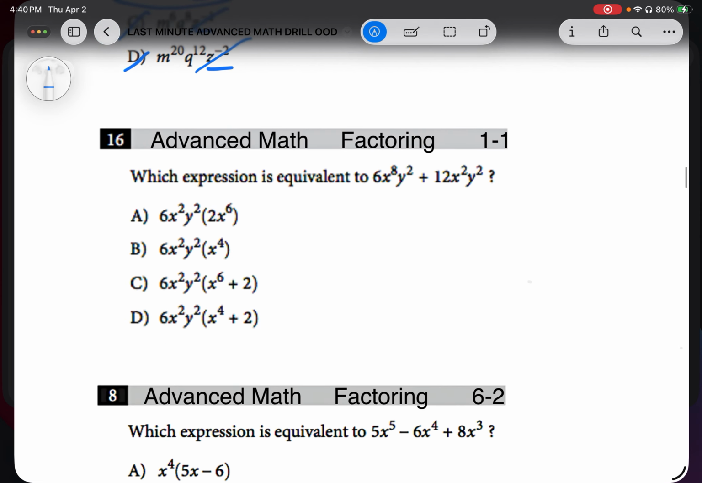Question number 16, we take a look at this guy. Pretty much the same thing. Oh, they like asking this in advanced math? Yes, they do. This is a medium level question. Well, it's in between medium and hard, we can say, but it's truly medium. Which expression is equivalent to all of this business? But notice you got 2 parts here.